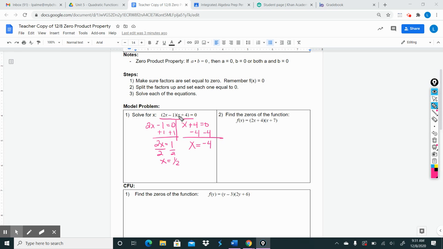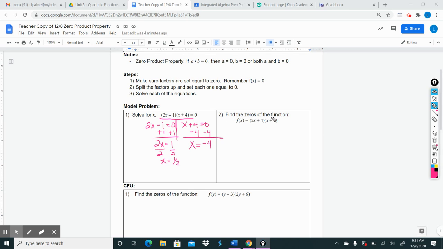Now we can go back and check this. If we took -4 and plugged it back in, just by plugging it into this one binomial, -4 plus 4 is 0. 0 times anything, no matter what this was going to be, would be 0. So that works. 1/2 times 2 is 1. 1 minus 1 is 0. So that factor is 0. No matter what the other is, when we multiply them together, it's going to equal 0.